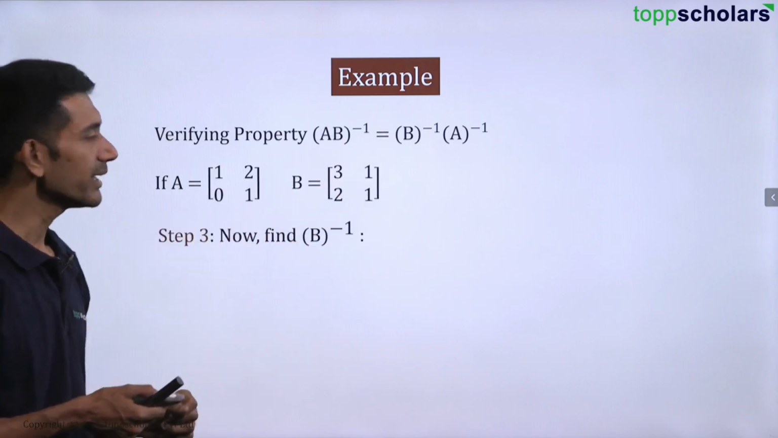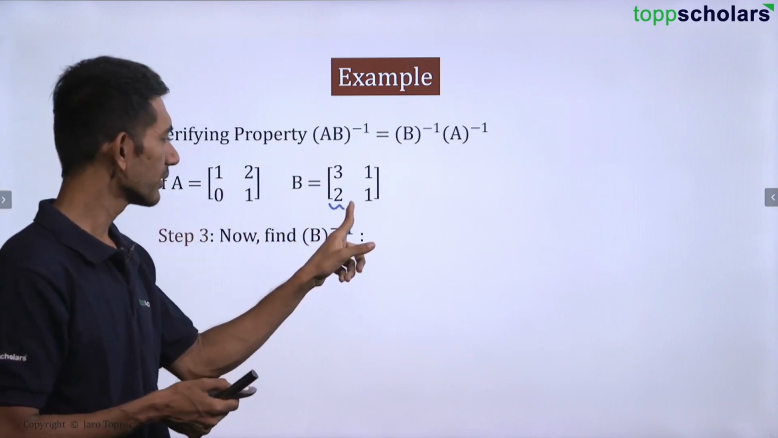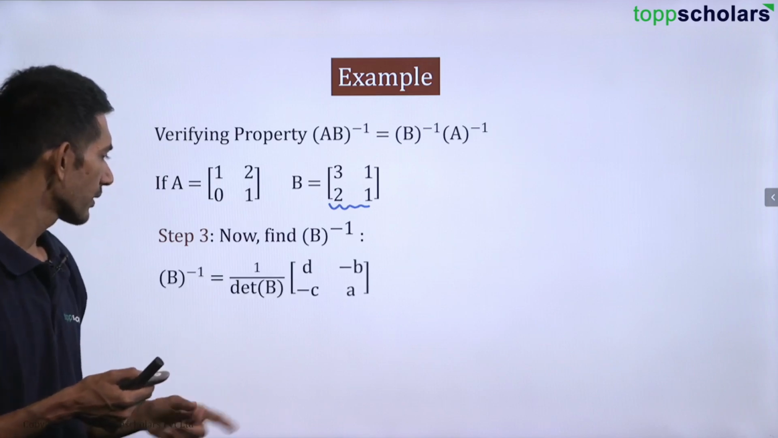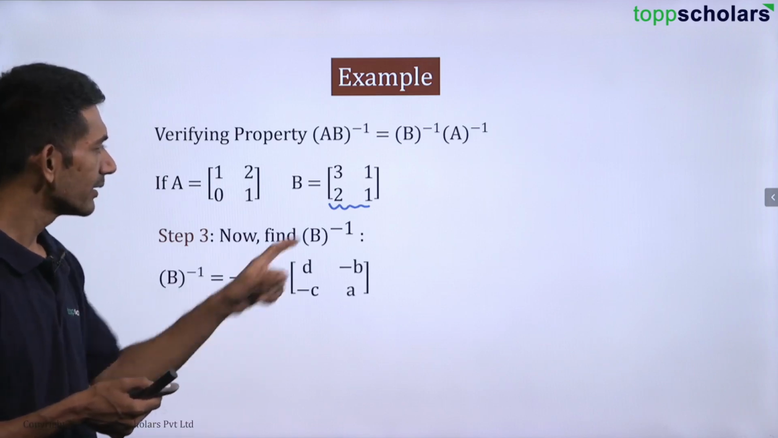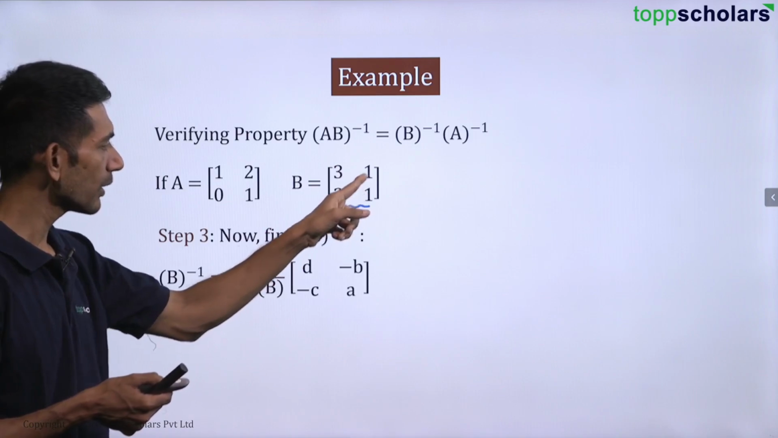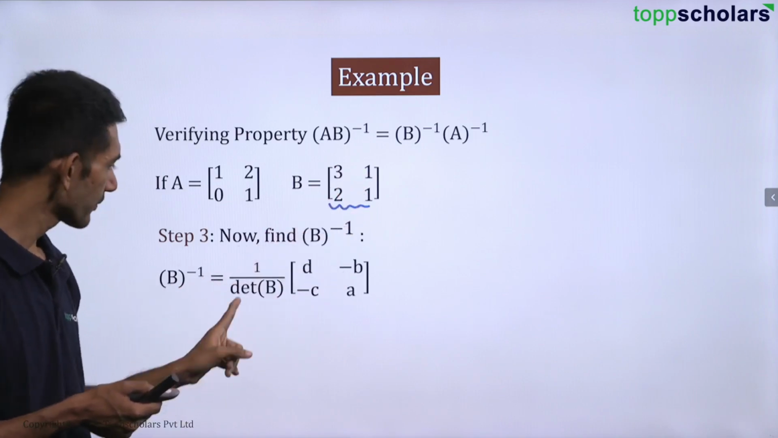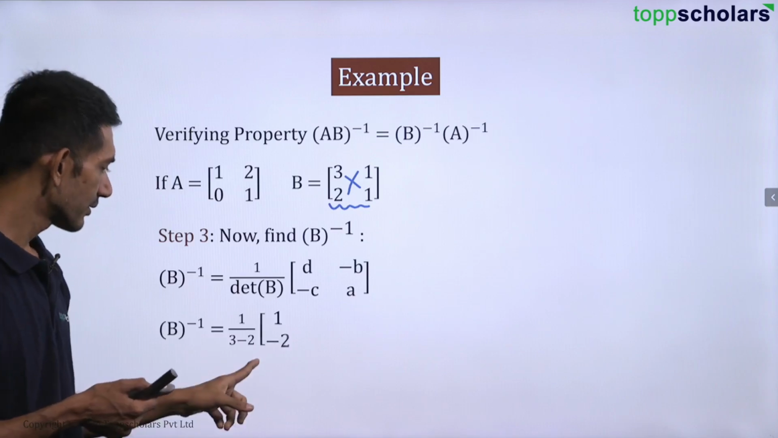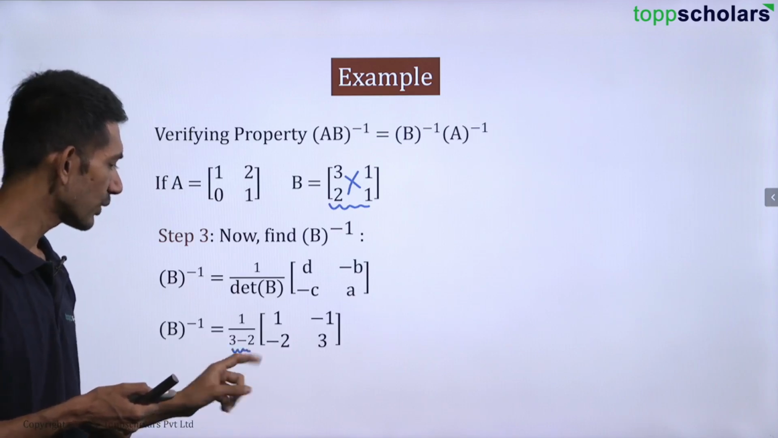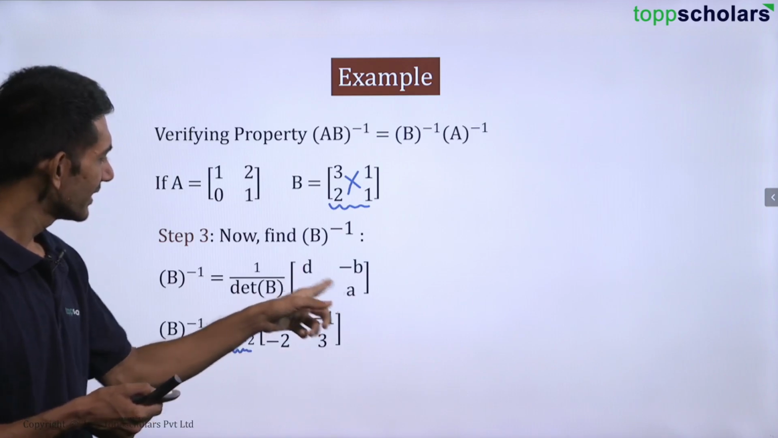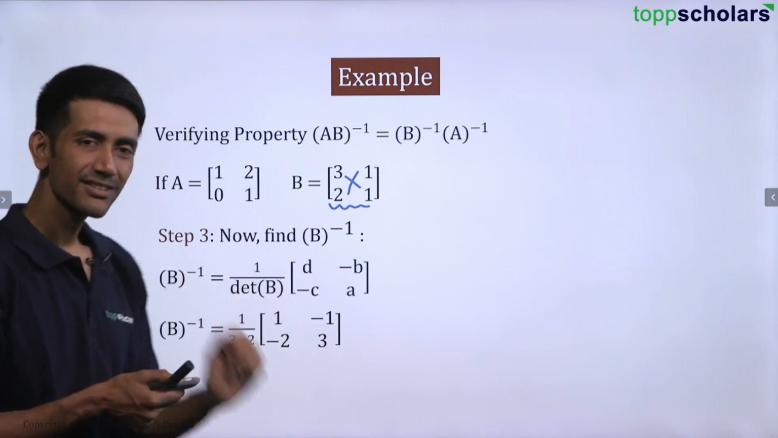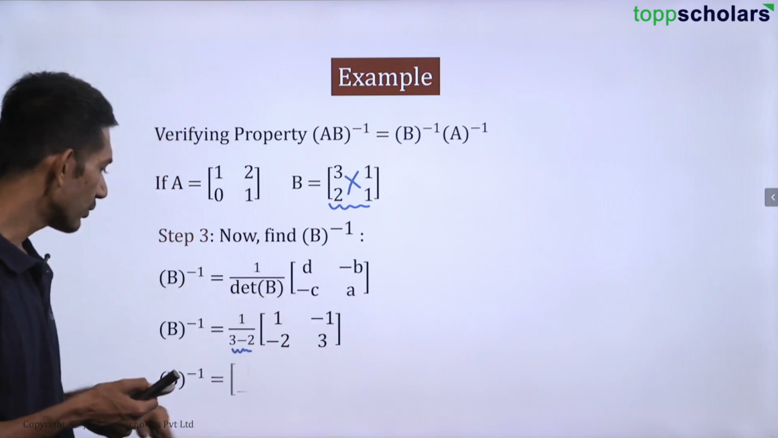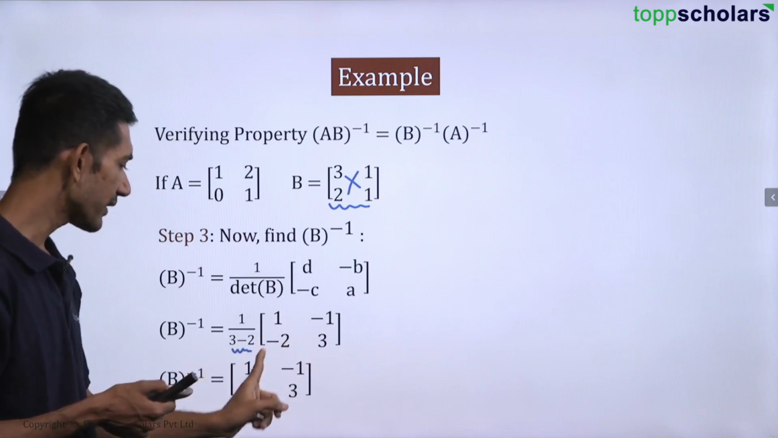So now we'll find out B inverse. Only focus on B. B inverse is what? 1 by determinant of B. Then 1 will go here, 3 will come down, minus 1, minus 2 will become here. Determinant of B: 3 ones are 3, 2 ones are 2. Interchanging positions, changing the signs. So as of now, B inverse is [1, minus 1, minus 2, 3].